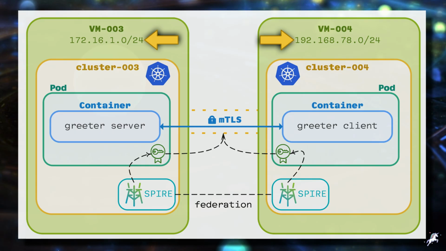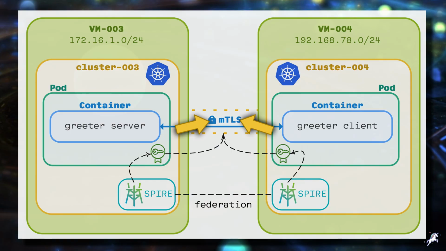network route between them. And to isolate things a bit further, we have two clusters, one in each of these virtual machines. Cluster 003 is a Kubernetes cluster that resides in VM3. And similarly, cluster 004 is a Kubernetes cluster that lives inside virtual machine VM4. And we want to deploy a simple greeting server application in cluster 3 and an associated greeting client application in cluster 4 and let the client and server securely talk to each other over mTLS.